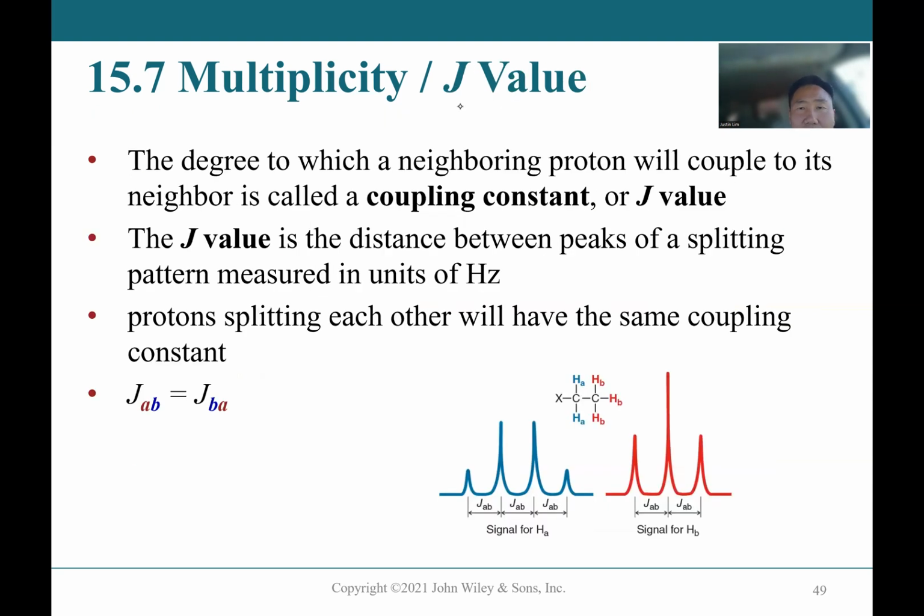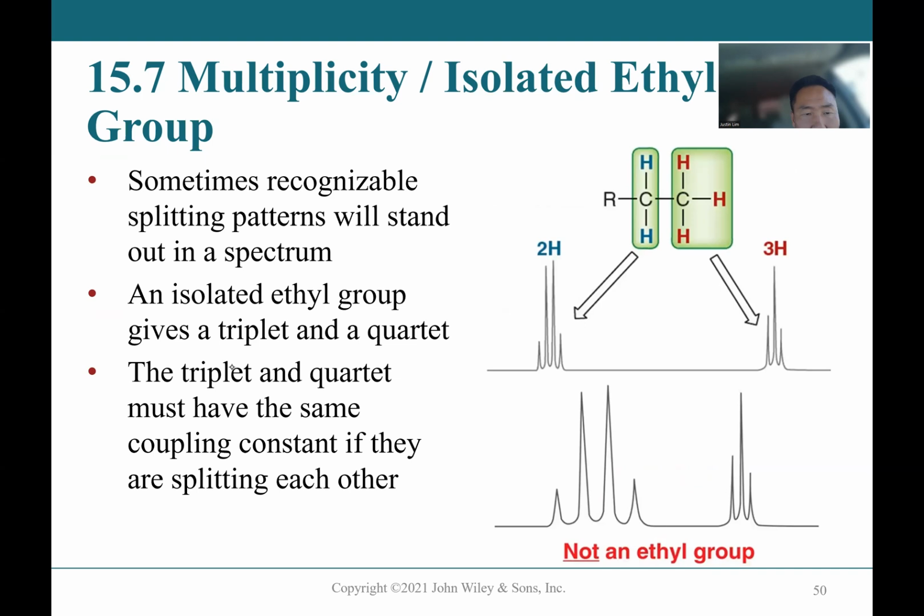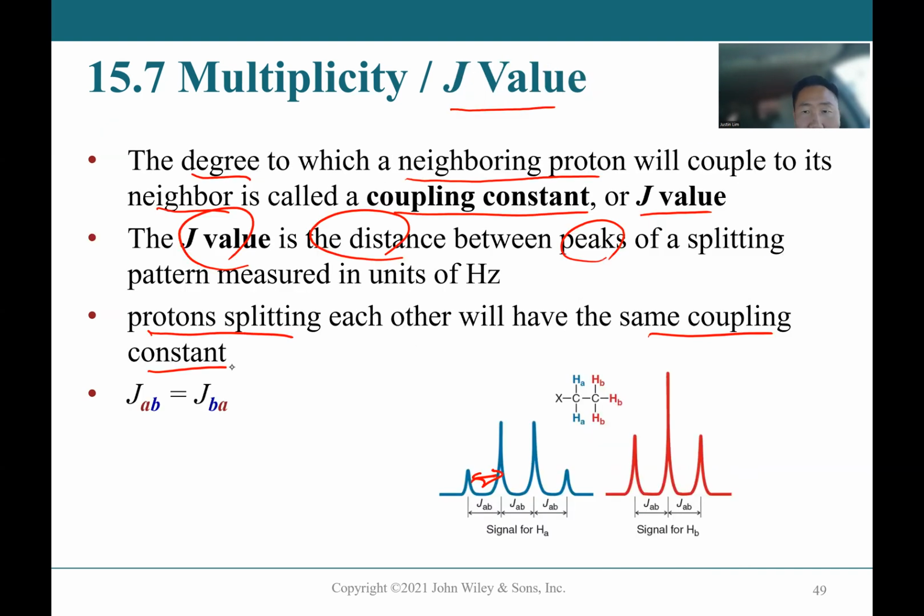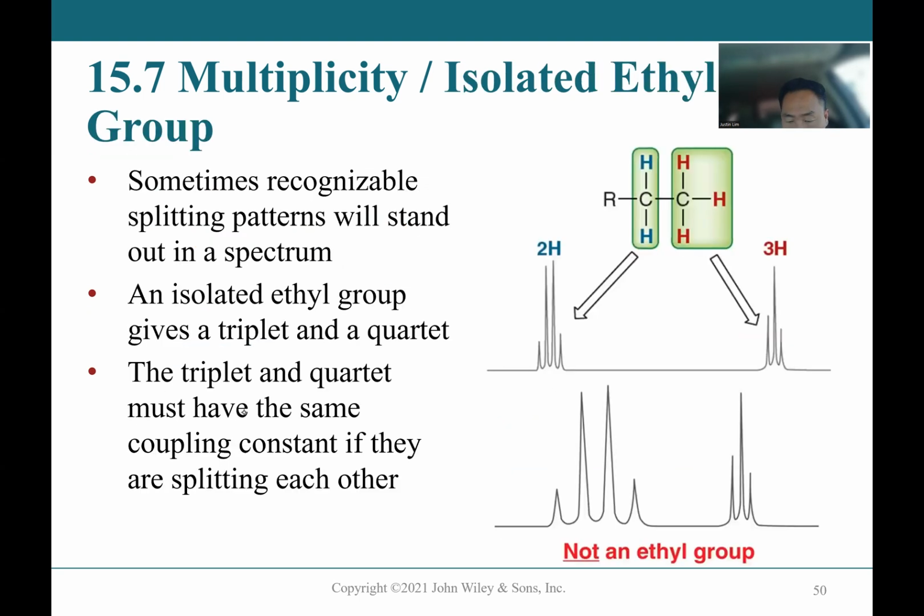Okay, so next, J values. The degree to which a proton will couple to each neighbor is called the coupling constant, or J value. The J value is the distance between peaks. Protons splitting each other will have the same coupling constant. For example, coupling constant AB equals coupling constant BA, the same.